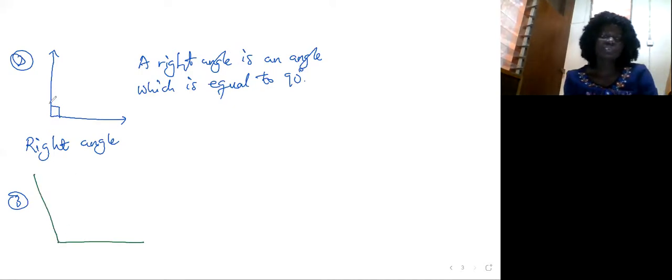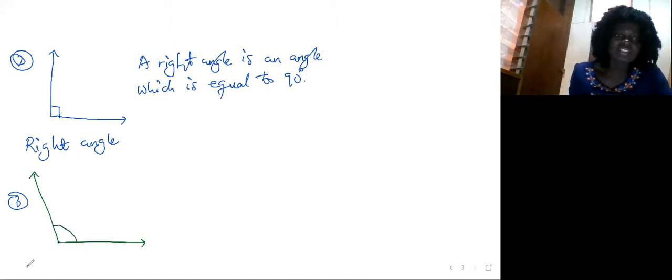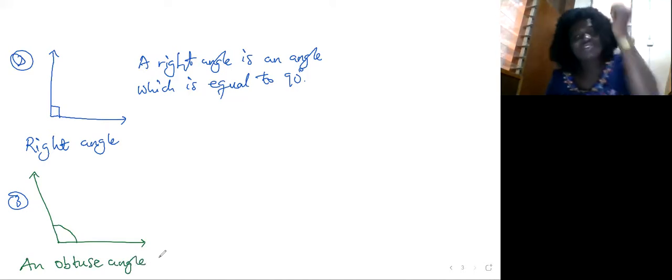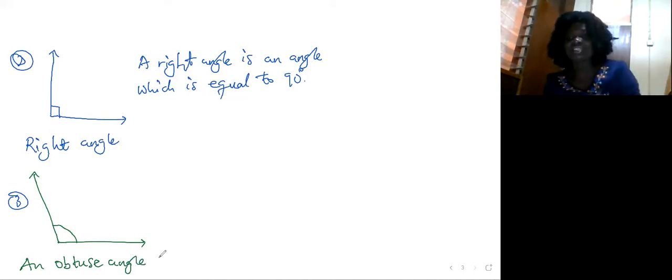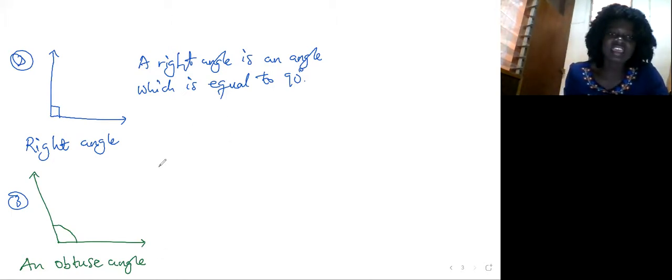And it's greater than 90, okay? So we have a ray, another ray meeting at a point. Okay, so this is what? An obtuse angle. So whenever you've forgotten or you forget, do your hands. Like, it should be practical, okay? It should be practical.